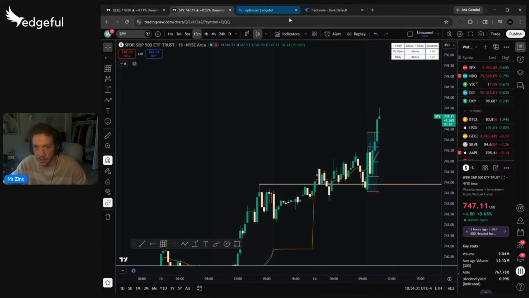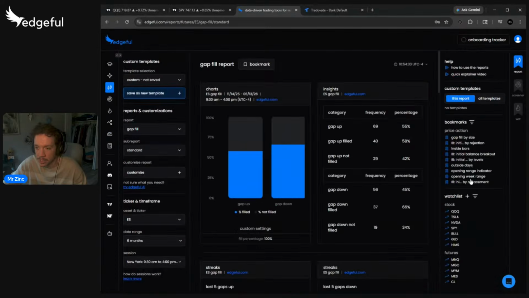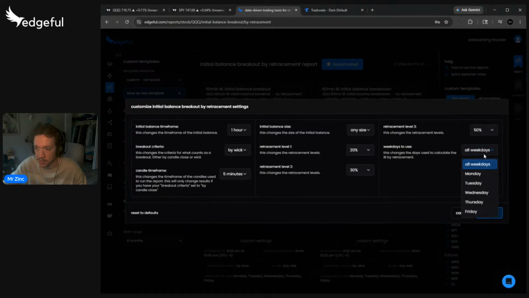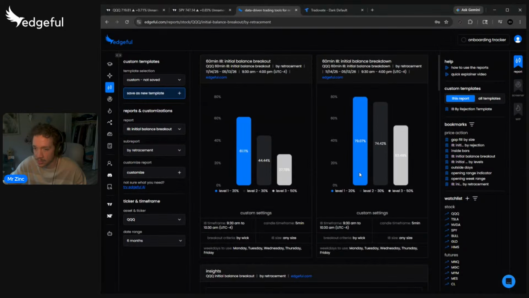If we go into the IB by retracement, initial balance by retracement on QQQ, let's just look at all weekdays, better yet. It only retraces to 50% half the time. For a breakout, which is what we're looking at today, we have a 61% chance for every weekday that it goes back to 20% and then it dies off. But the downside to this is you don't have a continuation chance to the upside.